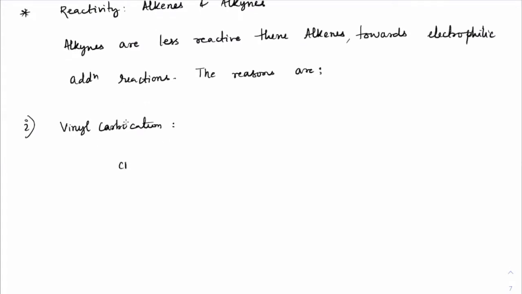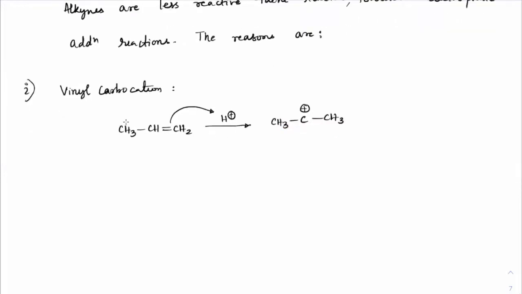Suppose you have CH3 CH double bond CH2 and you're adding an electrophile. As an example, let us consider H plus as an electrophile. On adding that, we would get a carbocation at the secondary position, and that would get stabilized by hyperconjugation from the adjacent carbons.